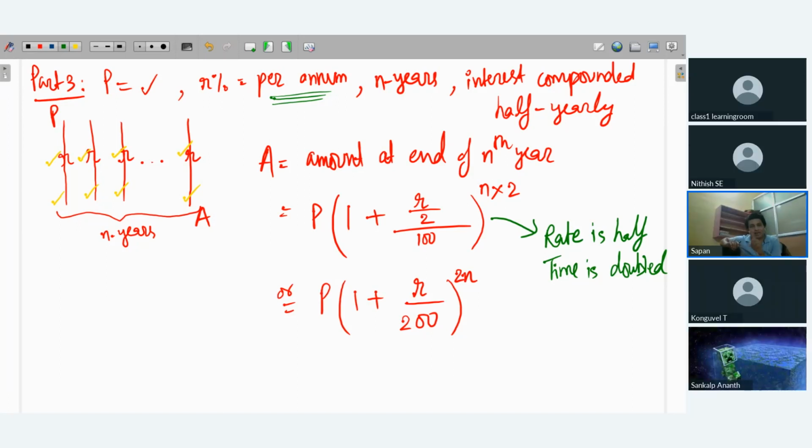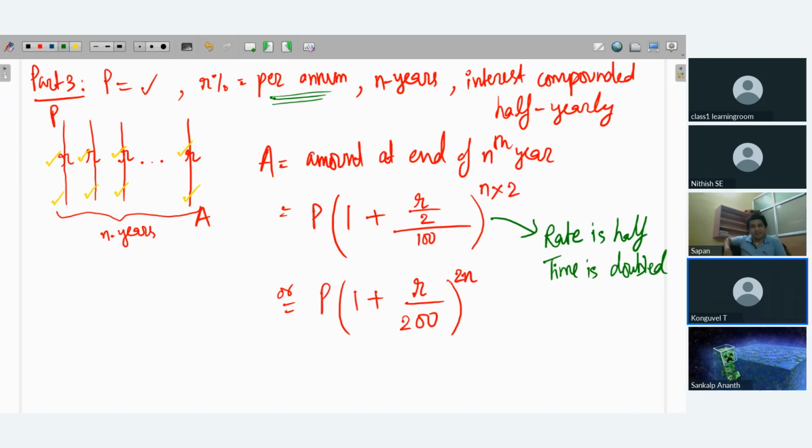Now, why double time? You see, you are getting money 2 times the number of years. So if the number of years were 10, you are getting money 20 times. That's why time is double. So you're doing R by 2 because the rate of interest is being separated twice, because it is compounded half yearly. Everybody understands? Yes, sir.